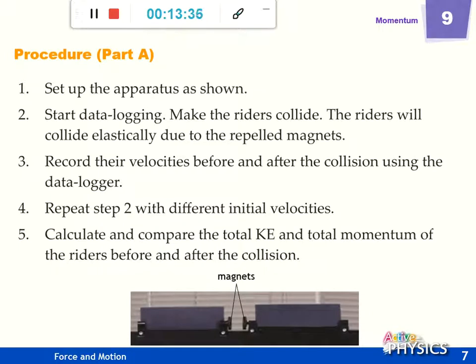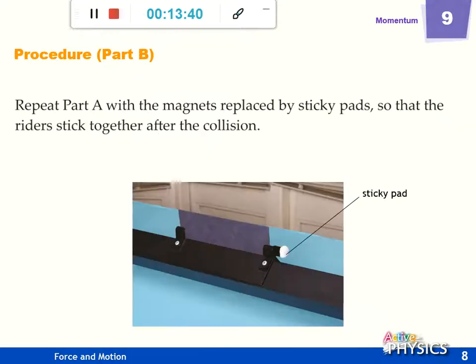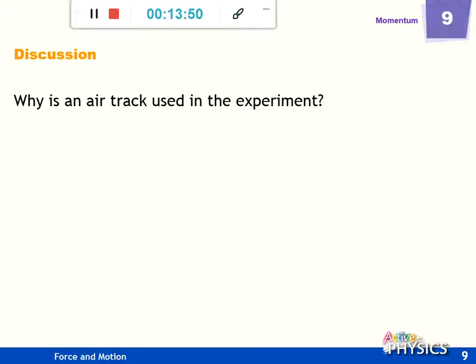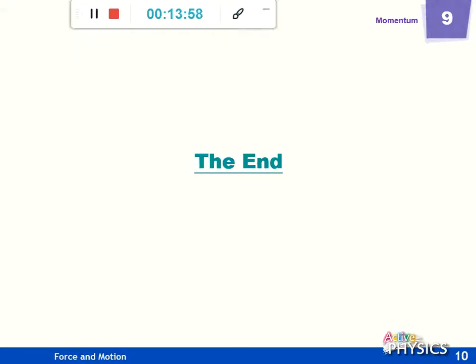This one will be the procedure to tell you what will happen. We have the sticky pad and pin. It means that we want to have the stick-together case. Here, why is an air track used in the experiment? Of course, to reduce the friction on the rider.